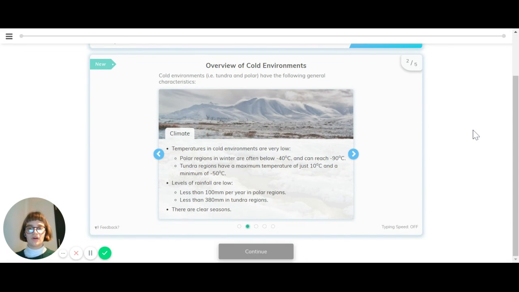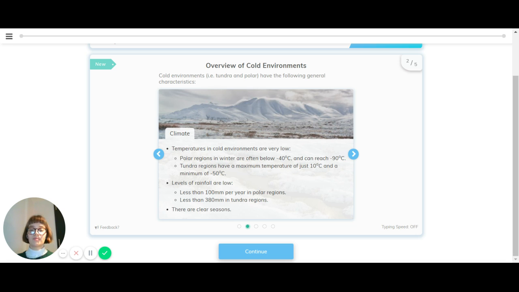Let's have a look at an overview of cold environments. Cold environments, such as tundra and polar, have the following general characteristics. Climate. Temperatures in cold environments are very low. Polar regions in winter are often below -40 degrees C and can reach -90 degrees C. Tundra regions have a maximum temperature of just 10 degrees C and a minimum of -50 degrees C.